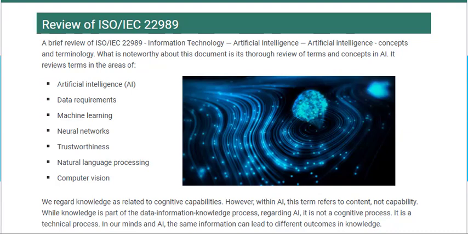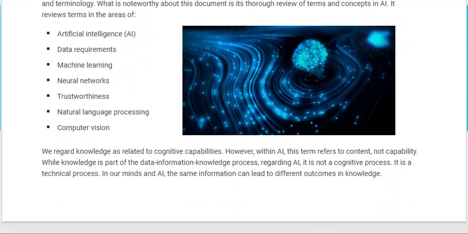We regard knowledge as related to cognitive capabilities. However, within AI, this term refers to content, not capability. While knowledge is part of the data, information, knowledge process, regarding AI, it is not a cognitive process. It is a technical process. In our minds, in AI, the same information can lead to different outcomes in knowledge.